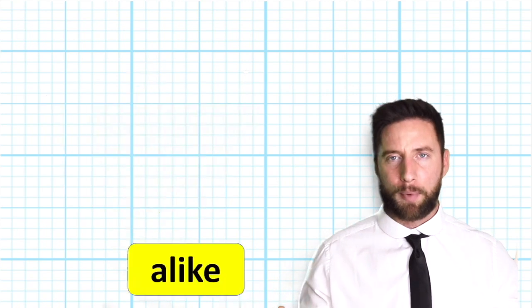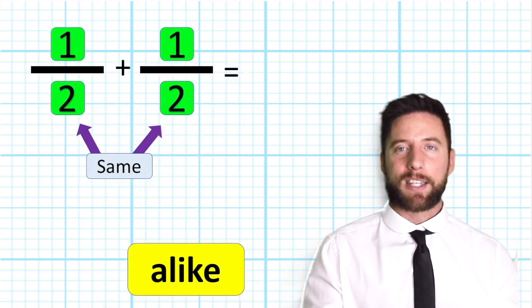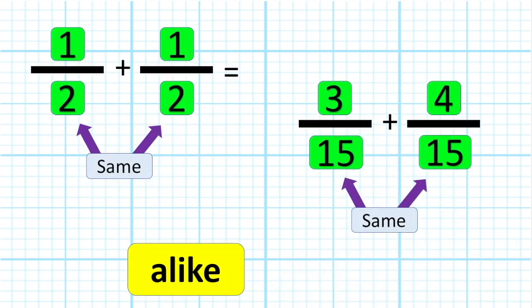We have got a little problem. All of our denominators are the same in these examples, okay? We had 1/2 add 1/2, 3/15 add 4/15, 5/10 take away or subtract 2/10. Now the name for this is like fractions.